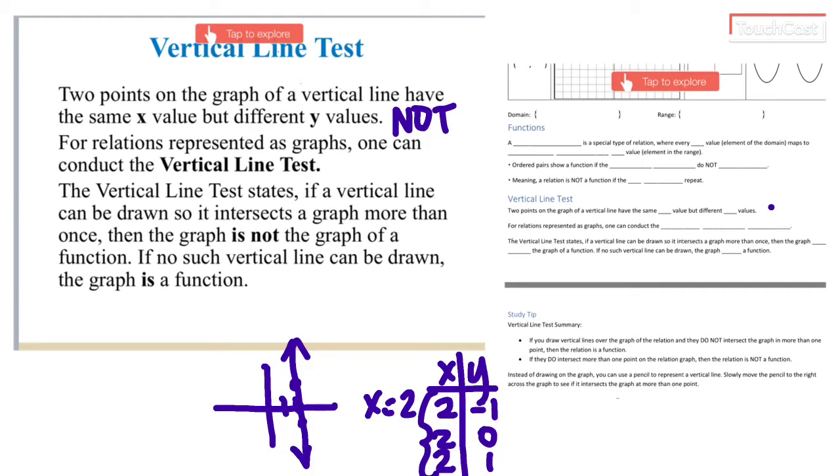I think these two questions are pretty straightforward, but in case you're wondering what this blank right here and this blank right here are, I'll go ahead and fill those in. The vertical line test states if a vertical line can be drawn so that it intersects a graph more than once, then the graph is not a graph of a function. If no such vertical line can be drawn, then the graph is a function.